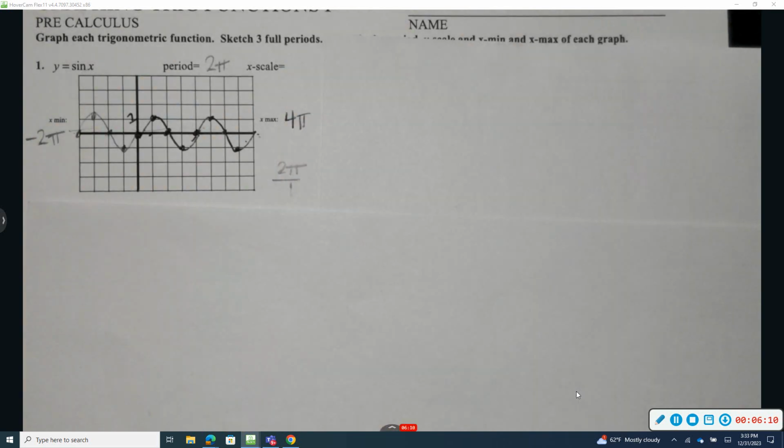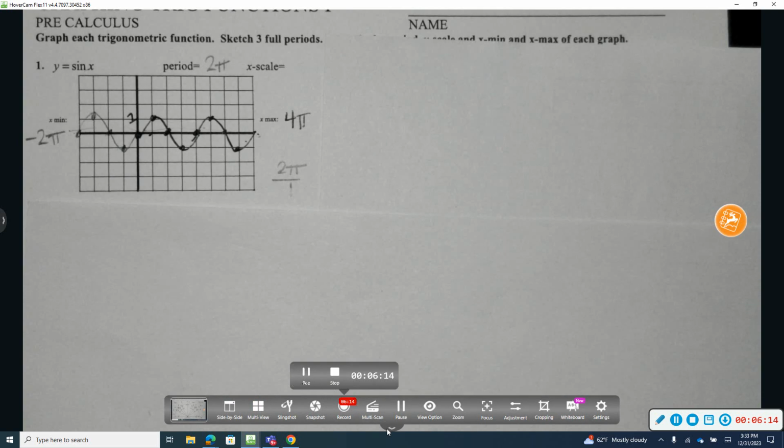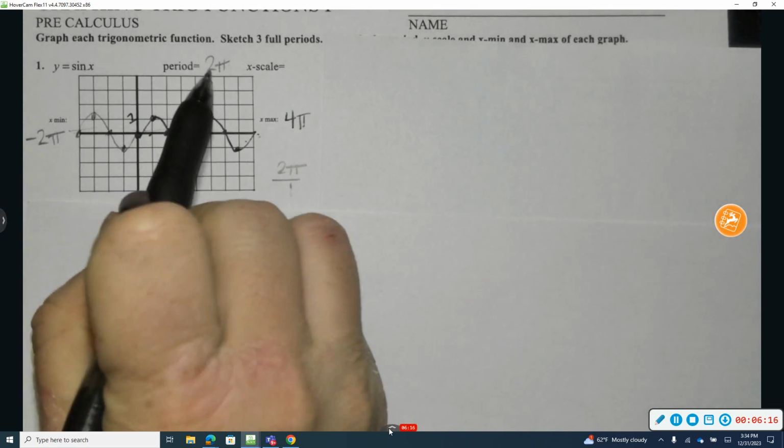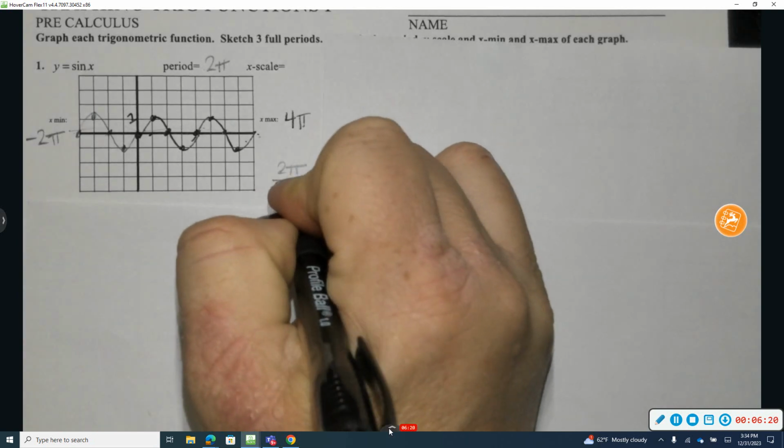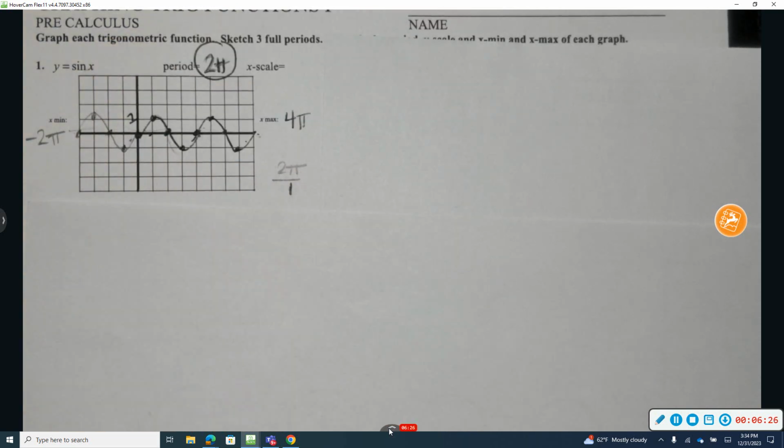Let me pause here and find another pen quickly. All right, hopefully this pen works. So if I take 2 pi and I always divide it by the number in front of the x, a hidden 1, I reduce it, so I still end up with 2 pi. This represents the length of one cycle of a sine curve.